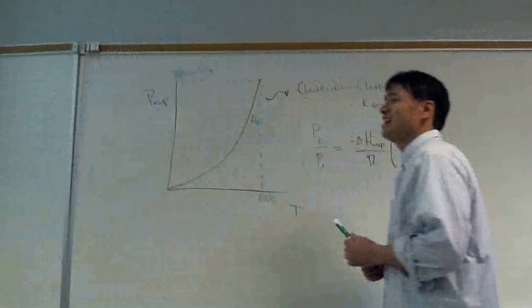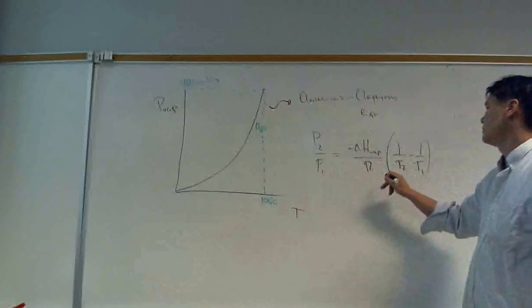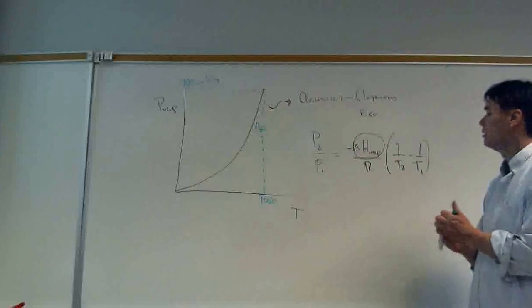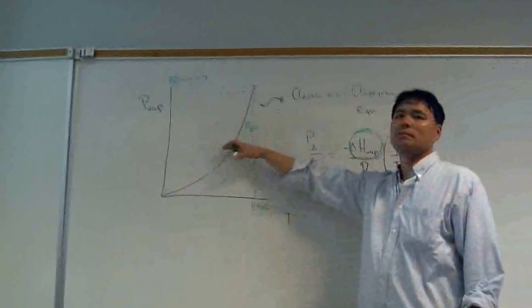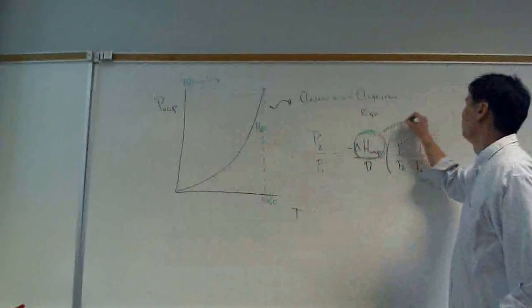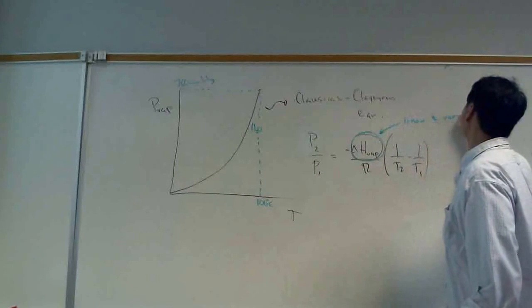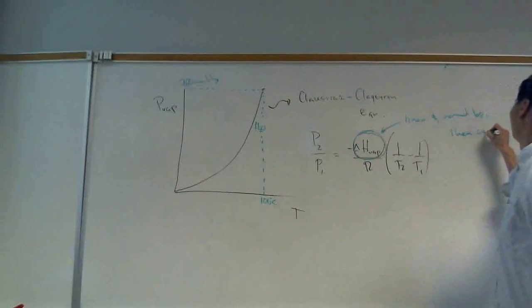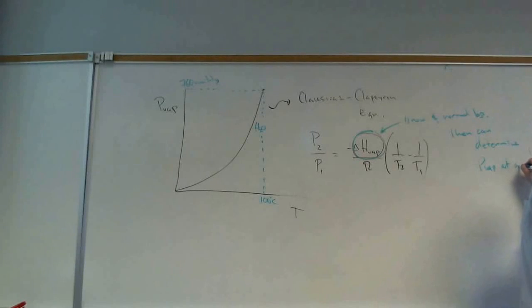This is the Clausius-Clapeyron equation, 12.2. Basically, if you know what delta H of vaporization is, then we could figure out the vapor pressure at any temperature. If we know this and the normal boiling point, then we can determine P at any temp.